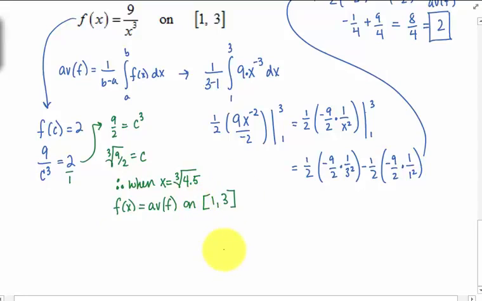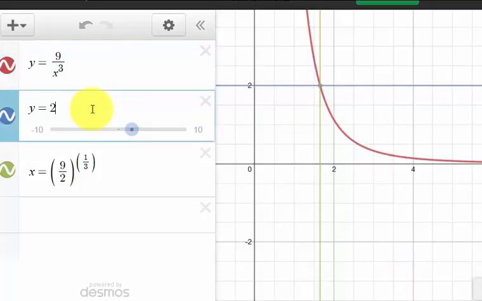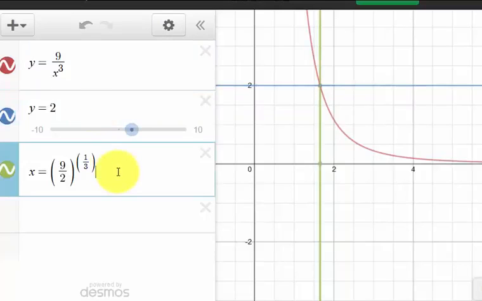And let's look at a quick picture of that so we can graphically see what's happening. So right here you can see that I have created a graph of our function, which is in red, the horizontal line that represents the average value of our function, and then a vertical line which happens at the point of intersection. So you can see that 1.651 is an approximation for (9/2) to the 1/3 power, and that is where our average value of our function is exactly equal to our function. So at that x value, or that c value, is where those two things happen to intersect.